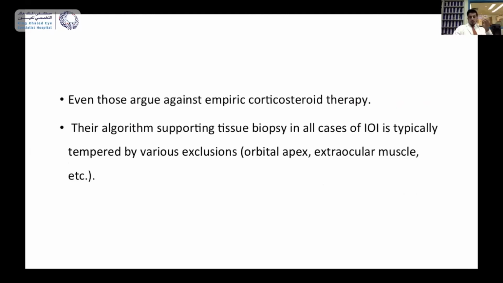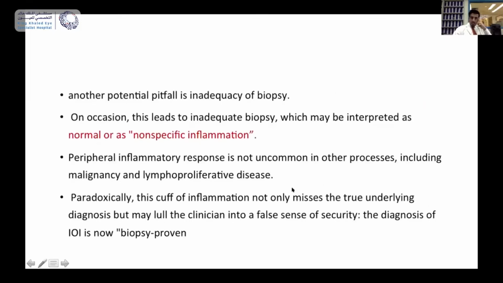Even those who argue against empiric corticosteroid treatment have exceptions to the rule, and usually they will be extra careful regarding the option of biopsy when there is inflammation in the orbital apex or the extraocular muscles.